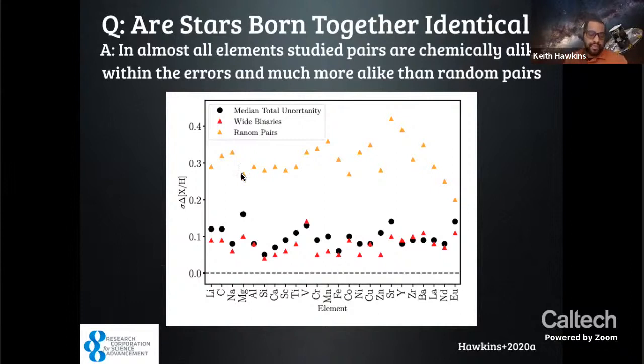The orange triangles are random pairings of field stars, showing you that wide binaries are extraordinarily more homogeneous than their random pair counterparts. And in a lot of cases, the level of dispersion that we're seeing in the abundances is roughly equivalent to the total uncertainty. In some cases it's below, which probably means that we're overestimating our errors a little bit, and we're doing a little better than we think. But we were pretty conservative in this particular work.